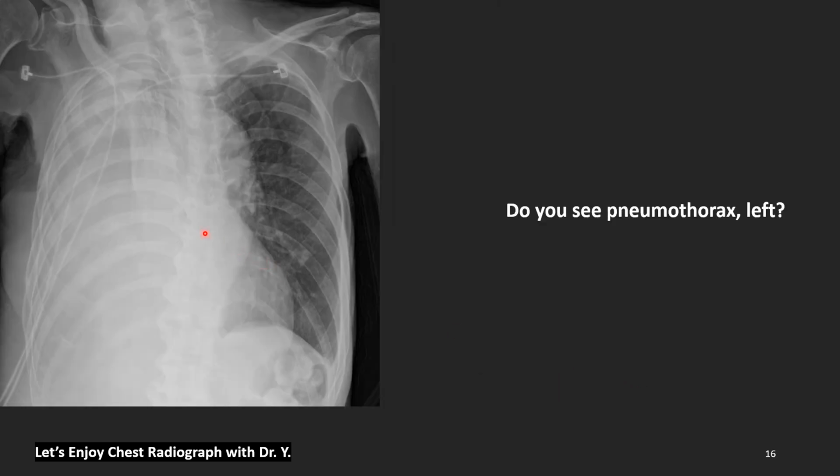What do we see now in this film? Let's forget the right side of the lung. Probably this is a total lung collapse with a huge amount of pleural effusion, but let's forget the right side.